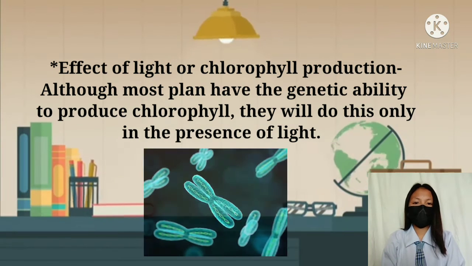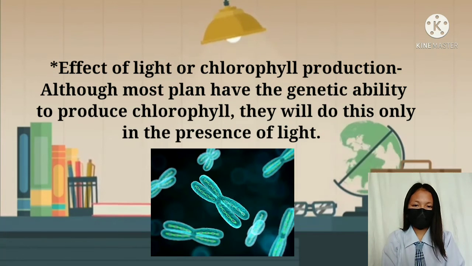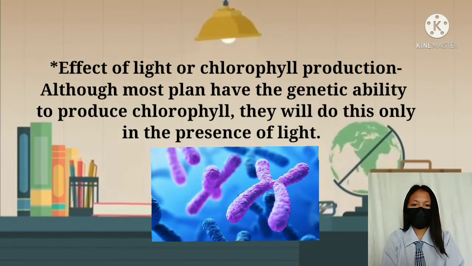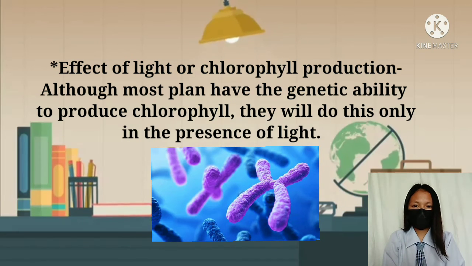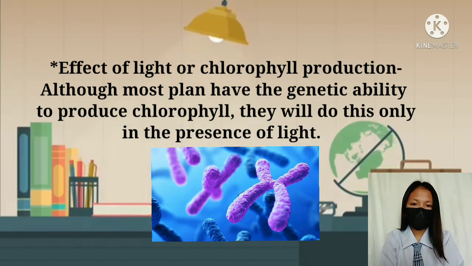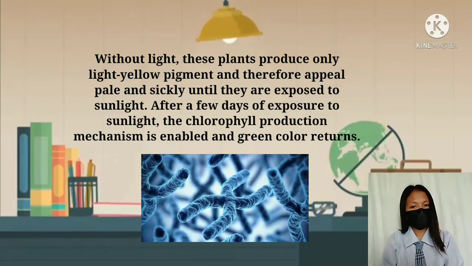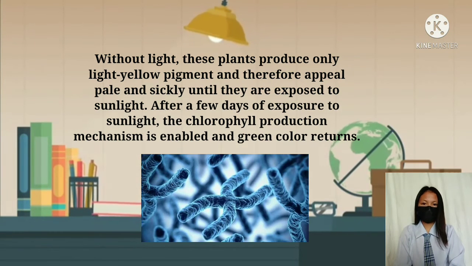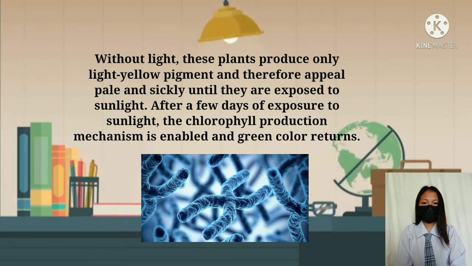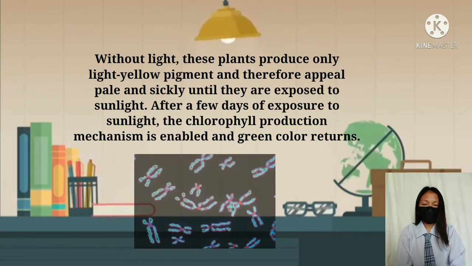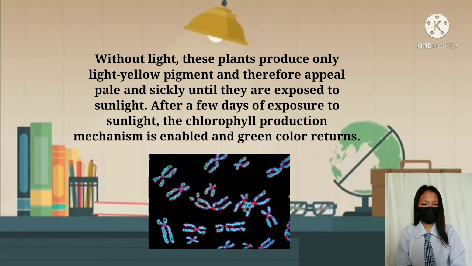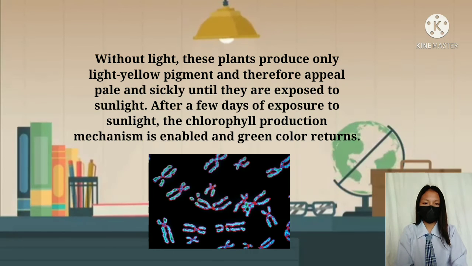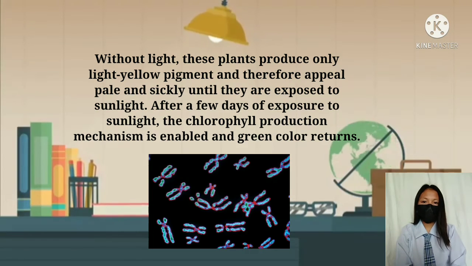Effect of light on chlorophyll production. Although most plants have the genetic ability to produce chlorophyll, they will do this only in the presence of light. Without light, these plants produce only a light yellow pigment and therefore appear pale and sickly until they are exposed to sunlight. After a few days of exposure to sunlight, the chlorophyll production mechanism is enabled and the green color returns.